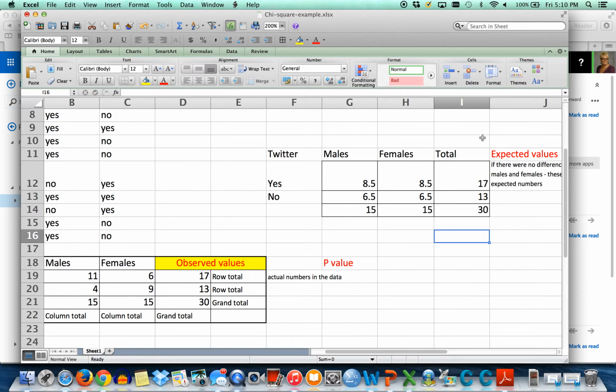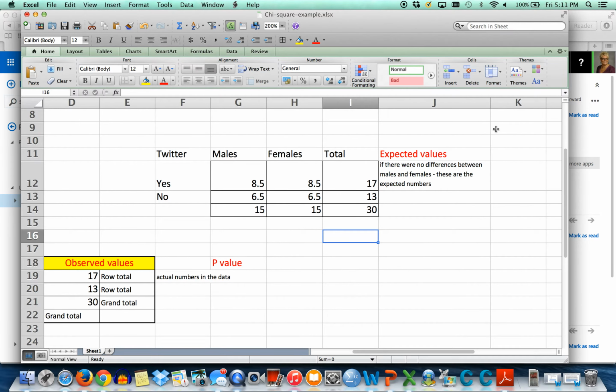Okay, so we always assume in statistics that there is no significant difference. Whenever we're testing anything that's called the null hypothesis, you may have heard of that before. When you are testing a hypothesis, you always assume, as a researcher, that there is no difference. So we're assuming there shouldn't be any difference between males versus females and whether or not they have Twitter accounts. And this would be the expected values if there were no differences. I hope that makes sense.